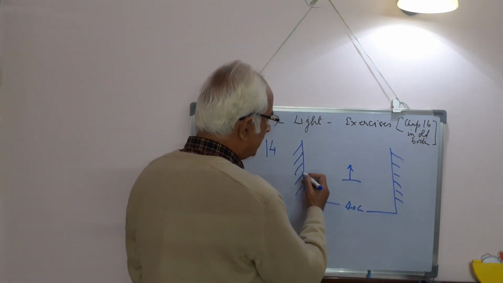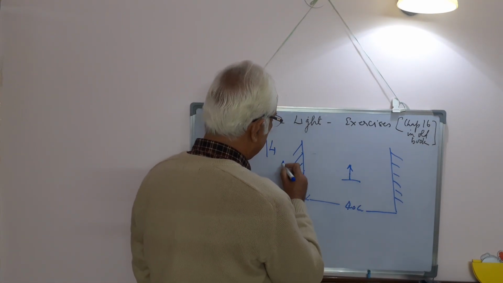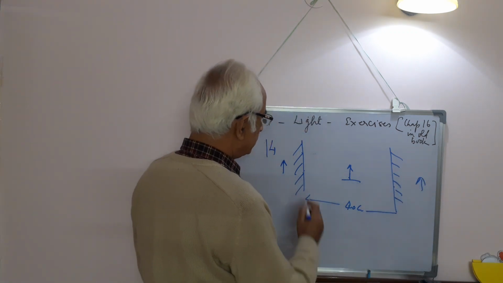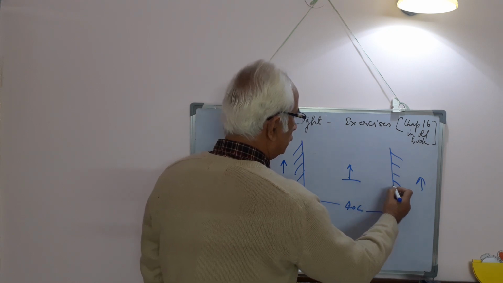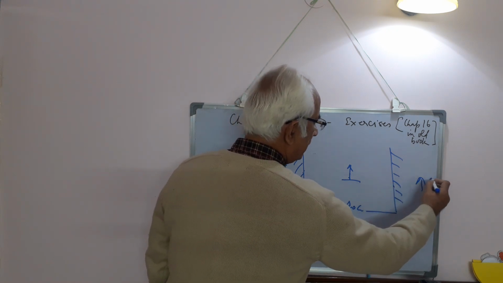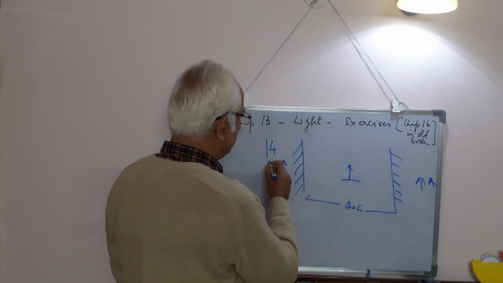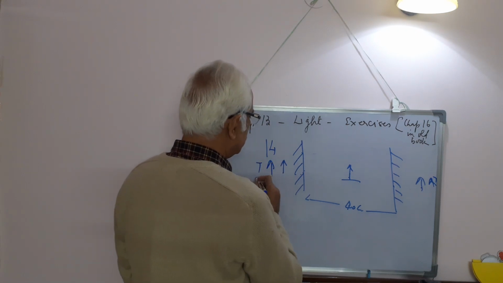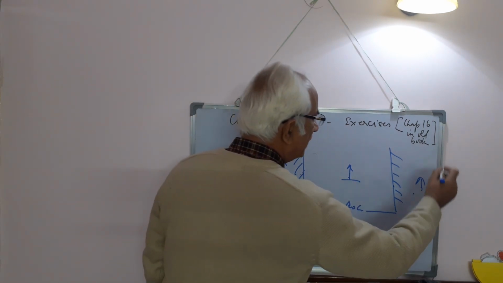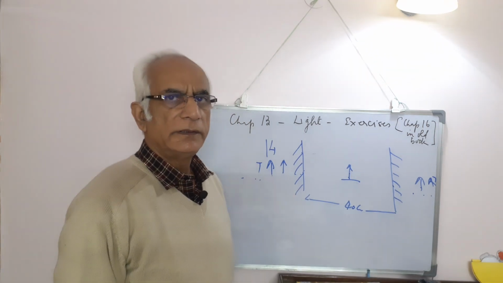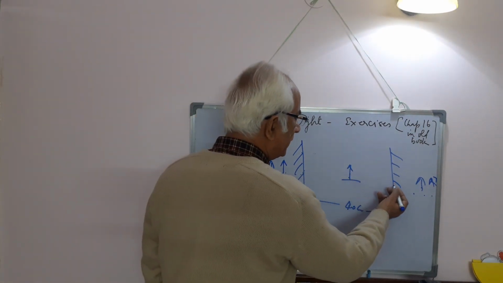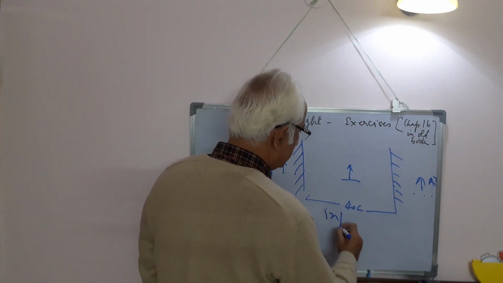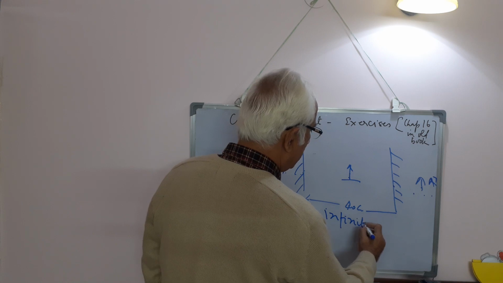Now in this mirror, the image will be formed here and this image will be formed here in this mirror. Now this image will be reflected here also. So there will be an image somewhere here, and this image will be reflected here also. Now this will be reflected here and this will be reflected here. So it will continue indefinitely. Every image will be reflected in the other mirror and that image will be reflected in this mirror. So we will have an infinite number of images.